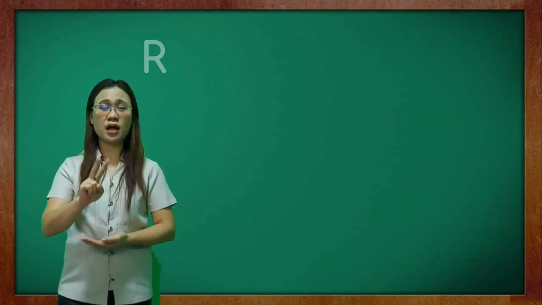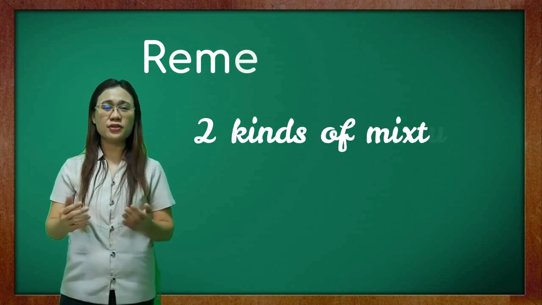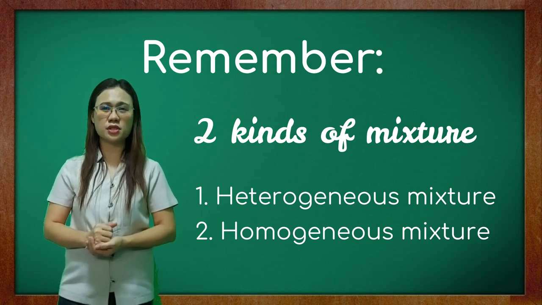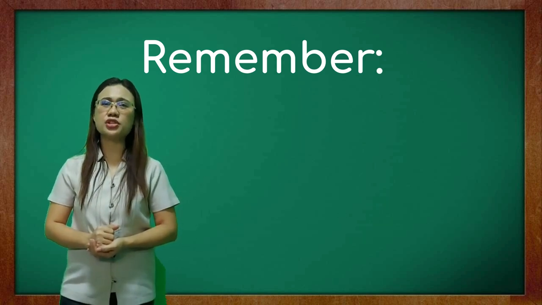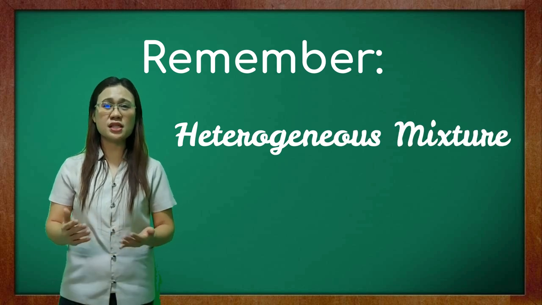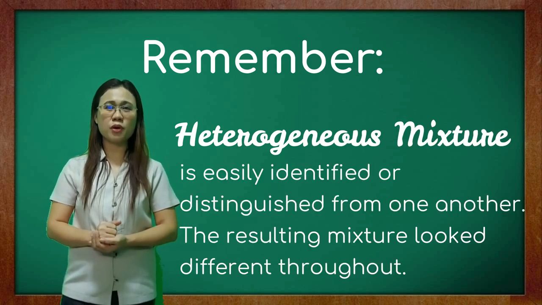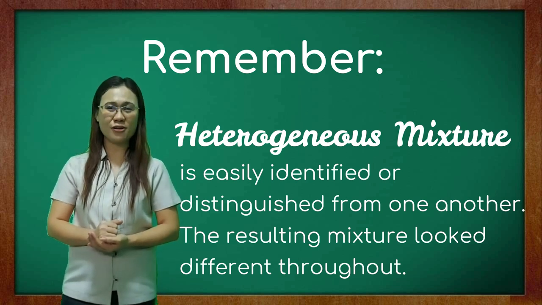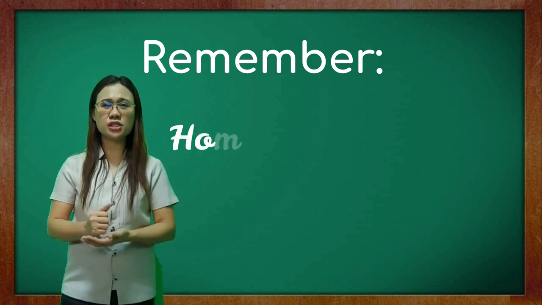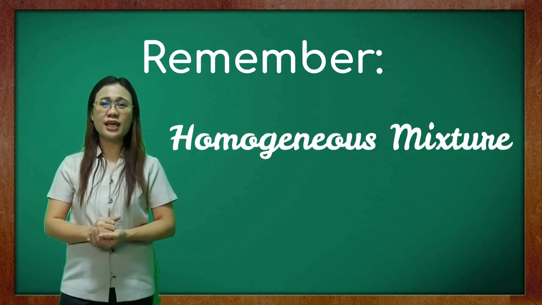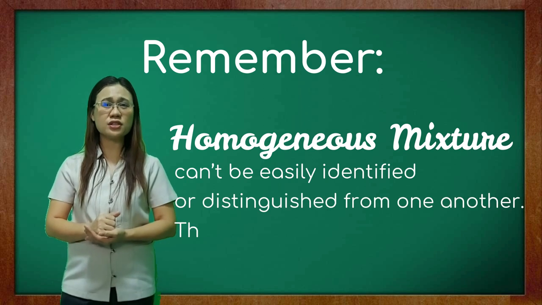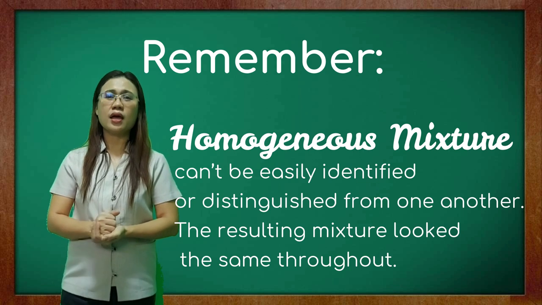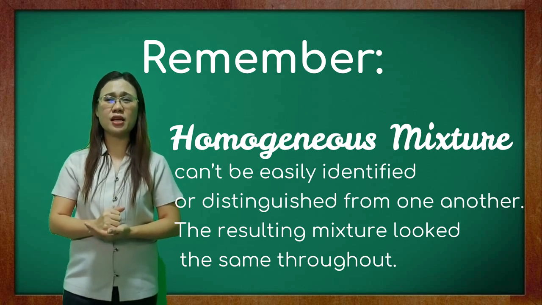Remember, there are 2 kinds of mixture in this experiment, the heterogeneous and the homogeneous mixture. A heterogeneous mixture is easily identified or distinguished from one another. The resulting mixture looked different throughout. While the homogeneous mixture can't be easily identified or distinguished from one another, the resulting mixture looked the same throughout.